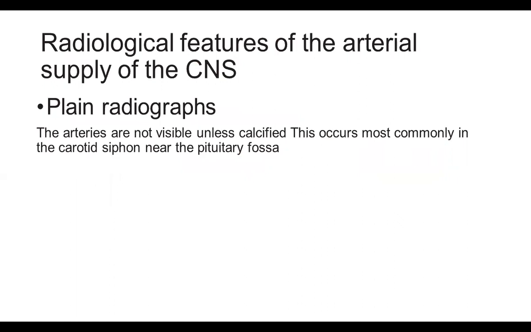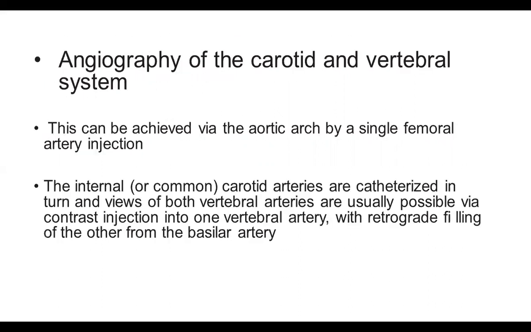Radiological features of the arterial supply of the CNS. Plain radiograph: the arteries are not visible unless calcified, as we know. This occurs most commonly in the carotid siphon near the pituitary fossa. Angiography of the carotid and vertebral system can be achieved via the aortic arch by a single femoral artery injection. The internal or common carotid arteries are catheterized in turn, and views of both vertebral arteries are usually possible via contrast injection into one vertebral artery, with retrograde filling of the other vertebral artery and the posterior circulation.